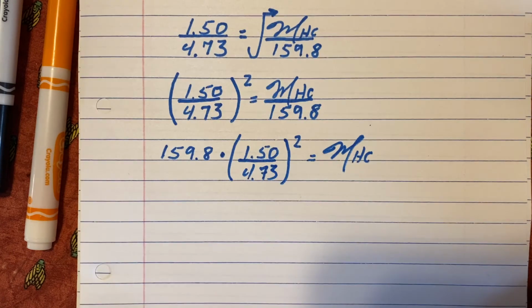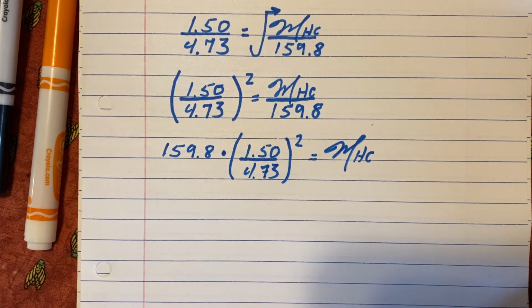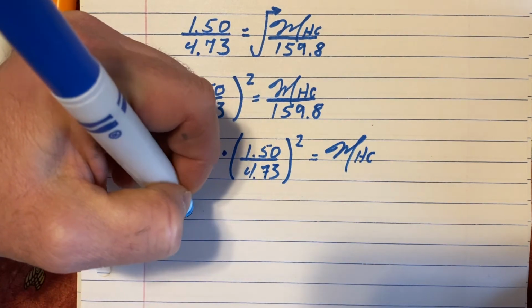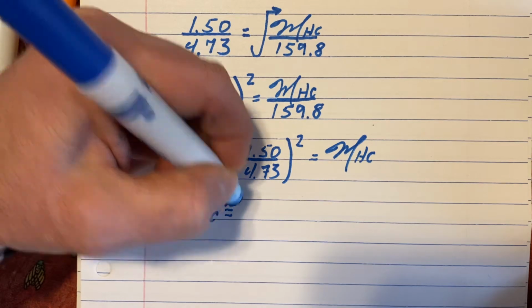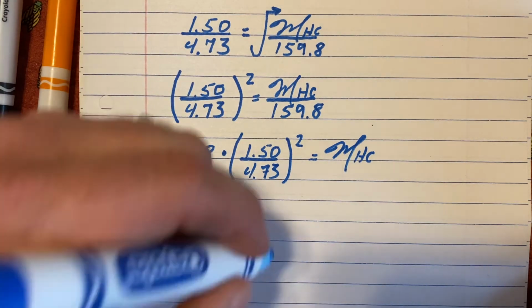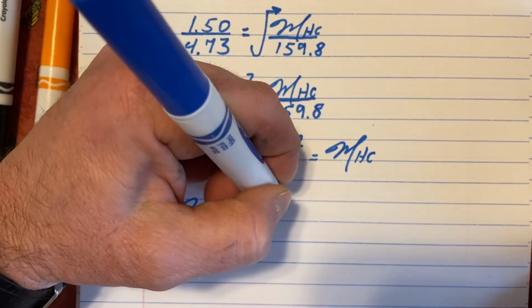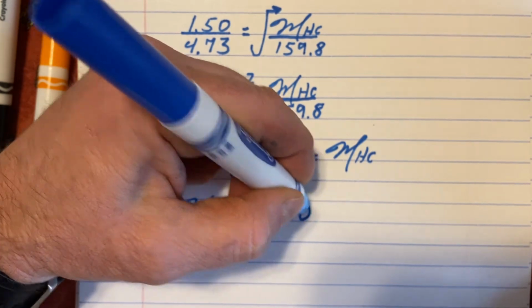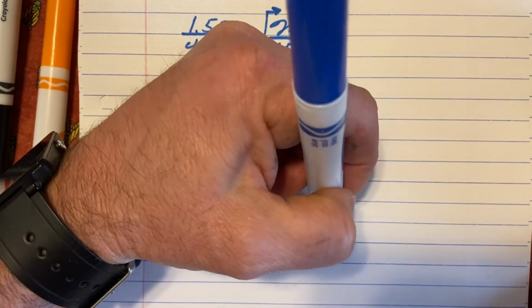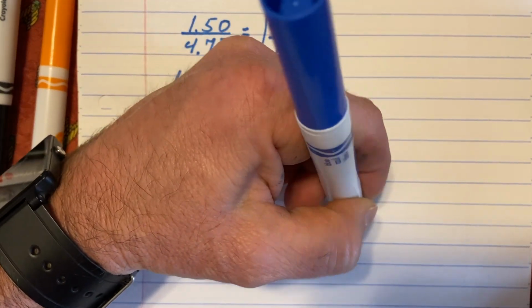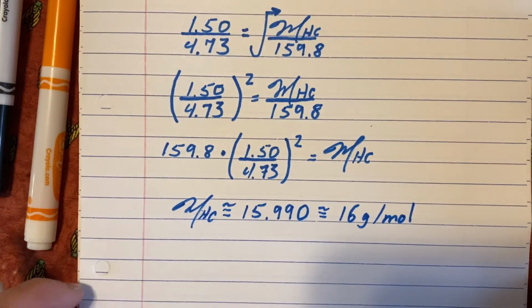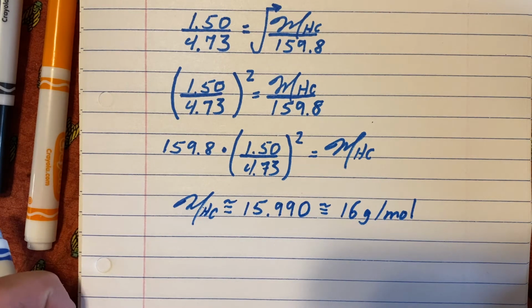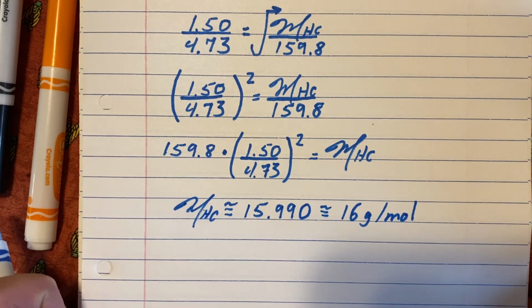So slap all that info into your calculator, and what we're going to get is that the molar mass of your hydrocarbon will be about, what did I get, 15.990? Which, as far as I'm concerned, is pretty close to 16 grams per mole. So what could the chemical formula possibly be?